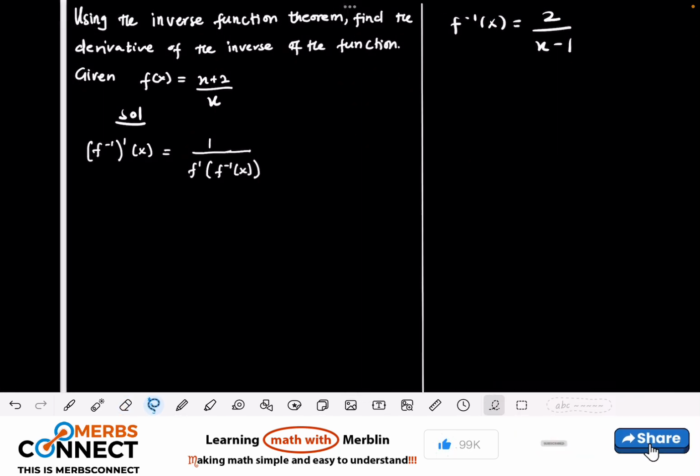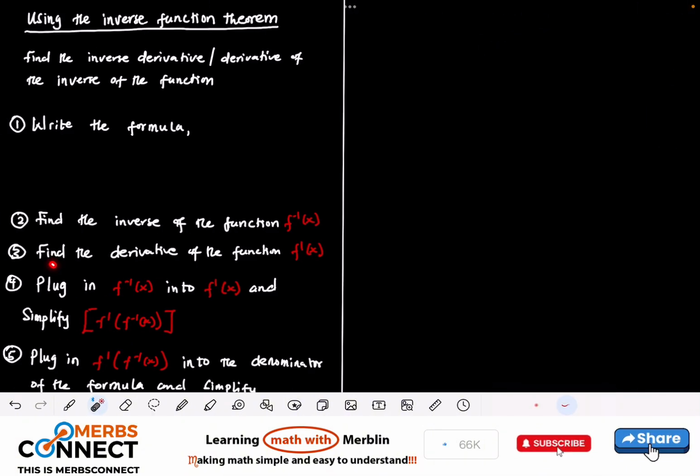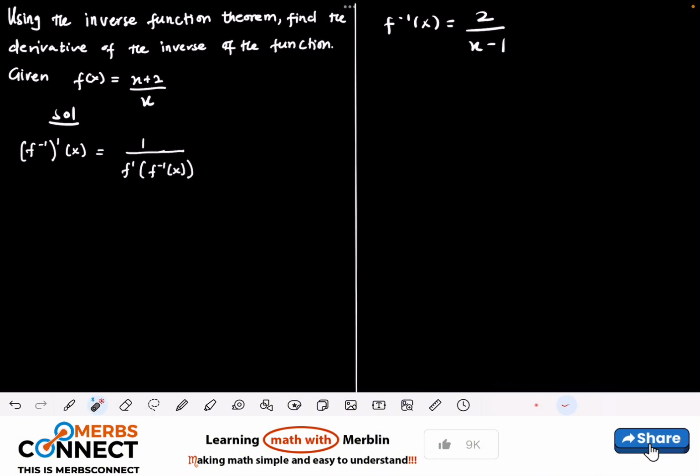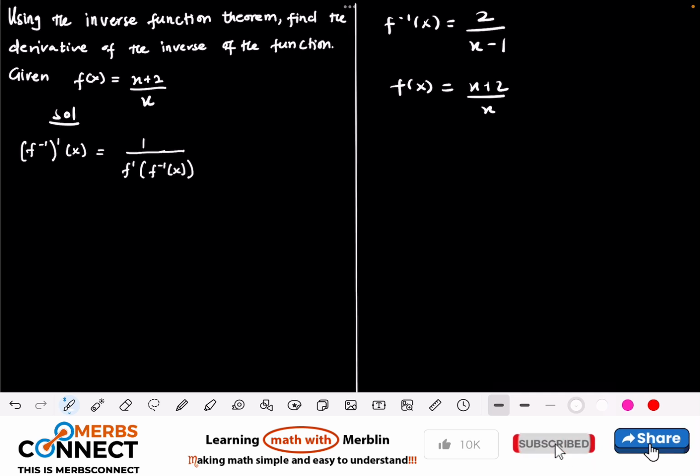Now, what's the next step? The next step is for us to find the derivative of the function. So now let's find the derivative of f of x. So f of x is equal to (x plus 2) divided by x. I have a full video coming on how to find derivatives, and it's very step by step. I've done it in a way that even if that's your first time learning derivatives, you should be able to understand it. So this one, we are going to use one property of derivatives called the quotient rule.